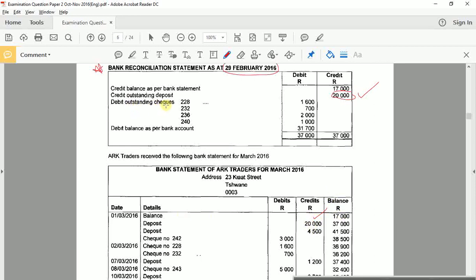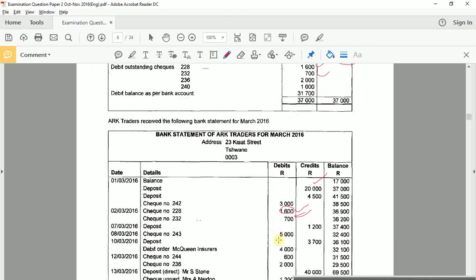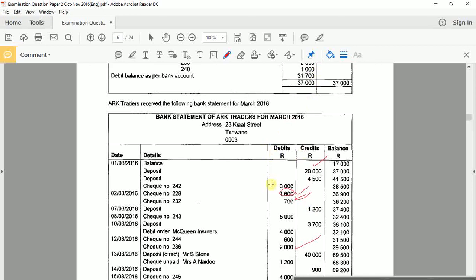Next, outstanding checks. 2 to 8. Did it go through this month? Yes, it did. There it is. Tick it. Okay. 232. Is it there? Yes. Tick that one. 236. Is it there? Yes, it is. There it is. Tick that one. 240. Is it there?